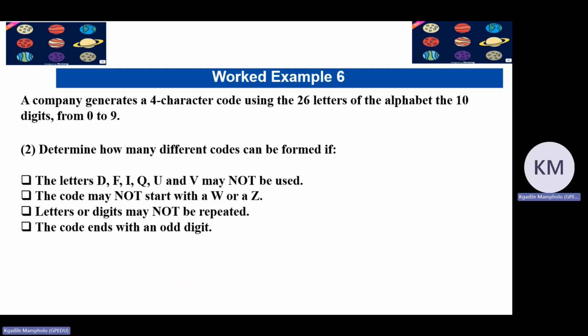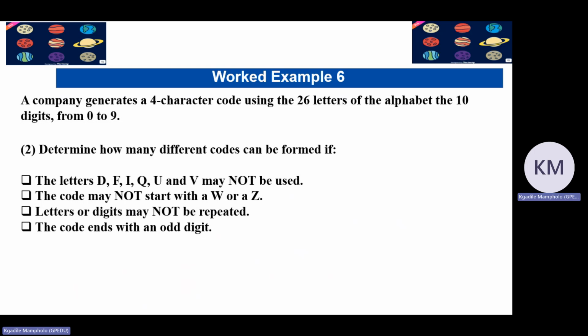Now, second question, determine how many different codes can be formed if D, F, I, Q, U, V may not be used. It means they will be subtracted. It means we'll subtract 6 letters. Then we know that we're left with 20 letters. The code may not start with W or Z. Now, it may not start with W and Z, but you can still use W and Z somewhere else, but it may not start with W or Z.